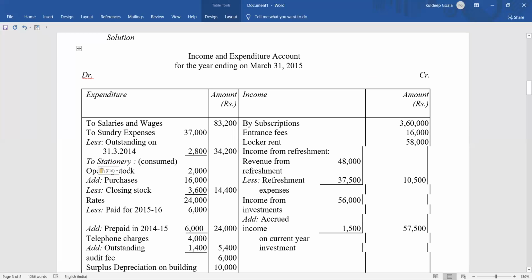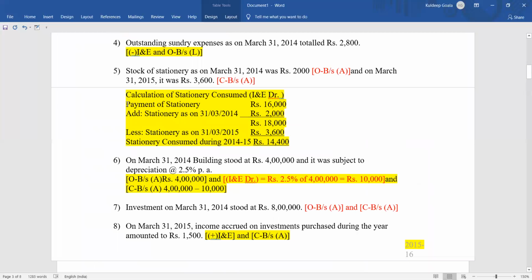Okay, so what is there? Opening stock of 2,000, then add purchases. Or as we have done, we can do it in the same way. That is the payment for stationery. Payment of stationery as a whole, you can just copy and put it.